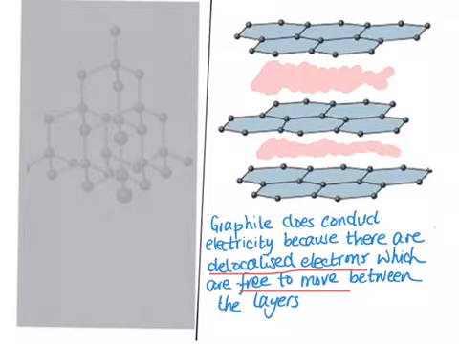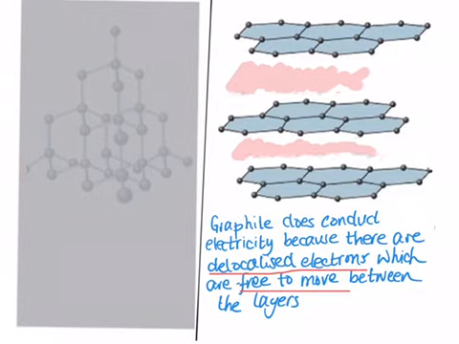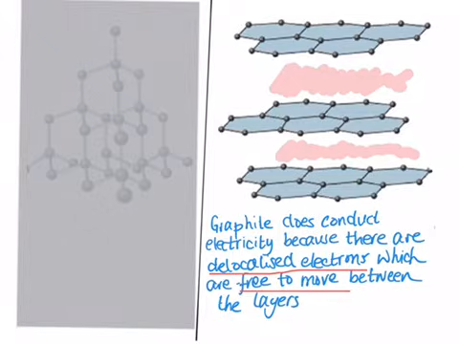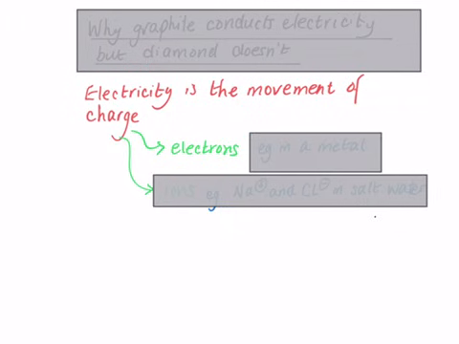So graphite conducts electricity because there are delocalized electrons between the layers, and these delocalized electrons can move. So if you imagine this is some delocalized electrons, this is some delocalized electrons, these can move. So the delocalized electrons between the layers can move. And remember we said that electricity is the movement of charge, and it can be the movement of electrons or ions. And because in graphite there are delocalized electrons, and these electrons can move, graphite conducts electricity.